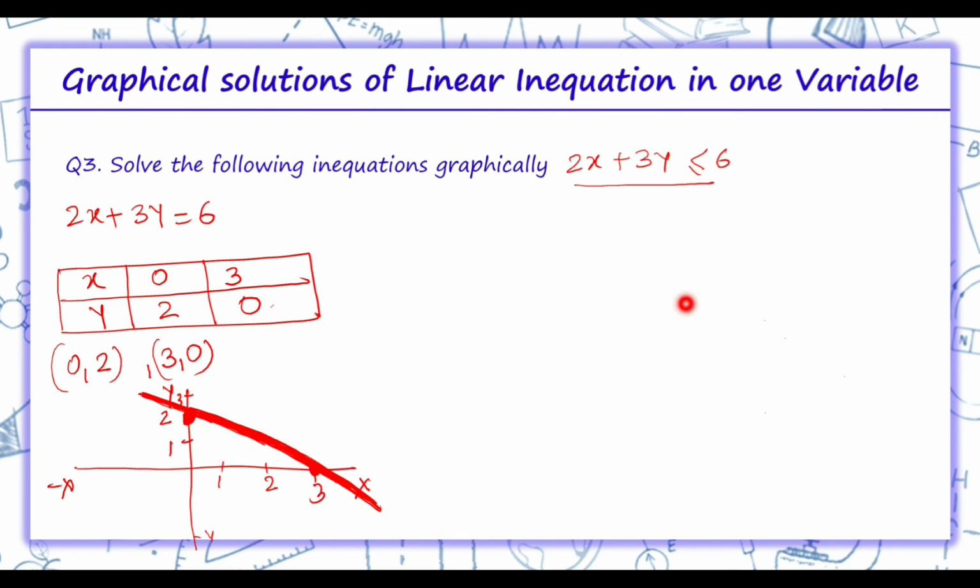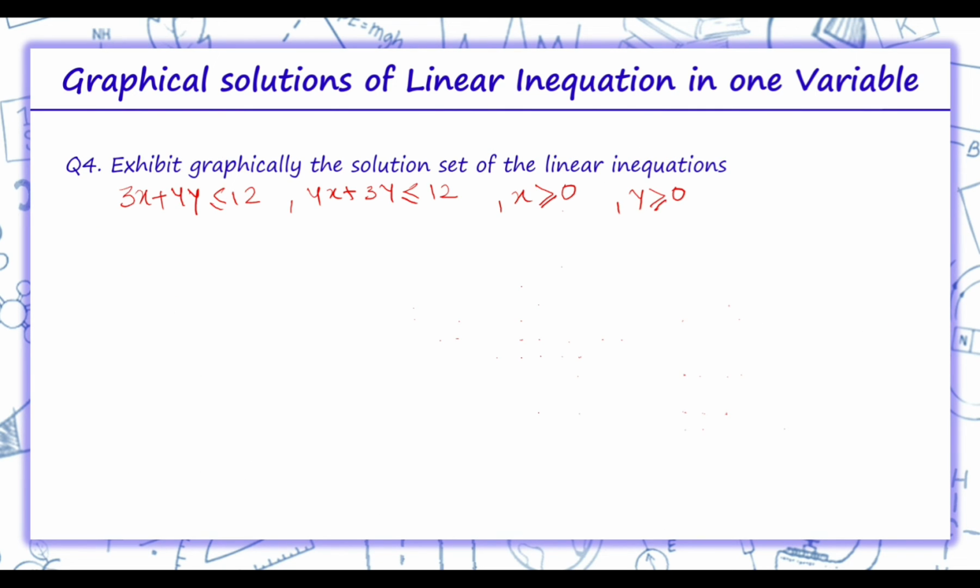Now to determine the region represented by the given inequality, we'll consider the point 0, 0. This point is lying over here, so we'll put x as 0 and y as 0. Putting these, we get 0 plus 0, and this is less than 6. That means this particular portion only I have to shade, because this portion satisfies the condition. If this portion did not satisfy it, then we'd shade the other side. So this is how we have to find graphical solutions of linear inequations.